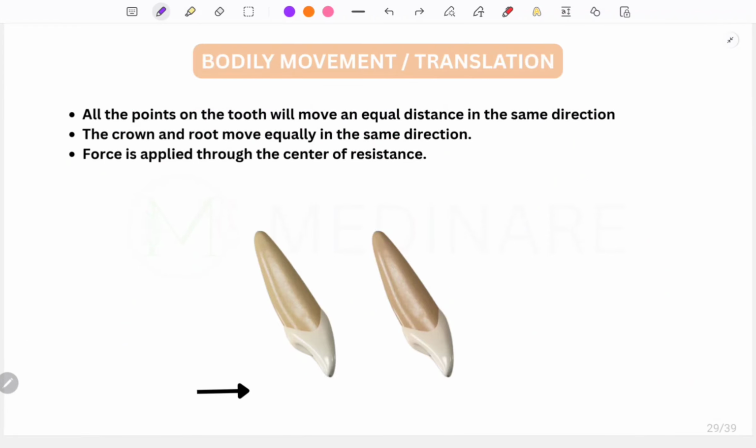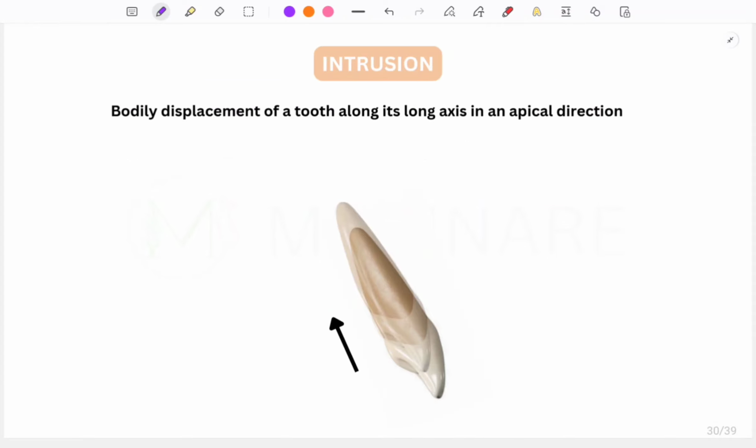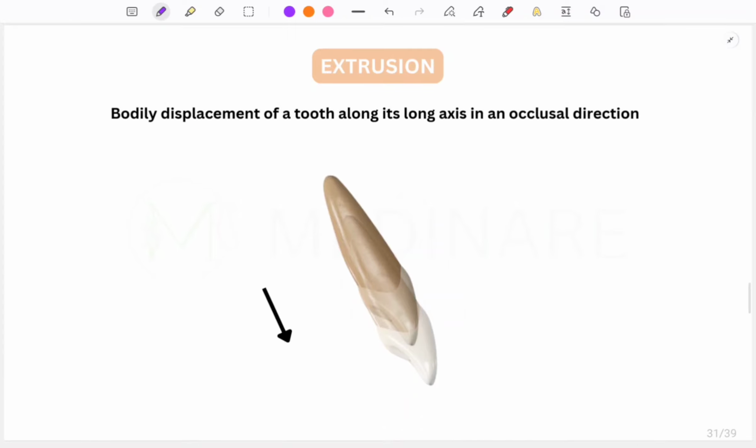The bodily movement or the translation: all points on the tooth will move at equal distance in the same direction. All points. This will move here, this will move here, this moves here, this to this point. So all the points on the tooth will move at an equal distance in the same direction. The crown and the root move equally. The force is applied through the center of resistance. Intrusion is the bodily displacement of the tooth along its long axis in the apical direction. Extrusion is the bodily displacement of the tooth along its long axis in the occlusal direction. We are taking it out.